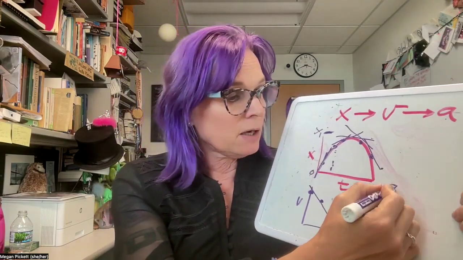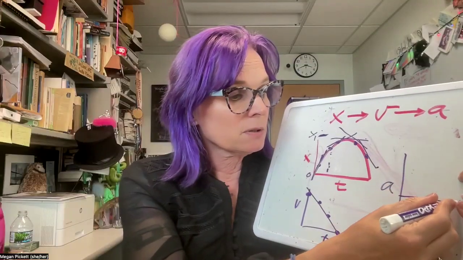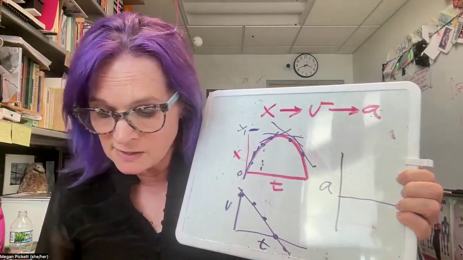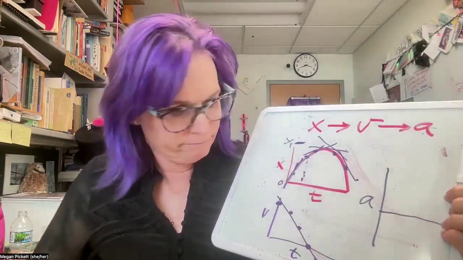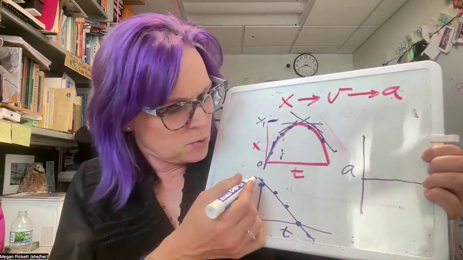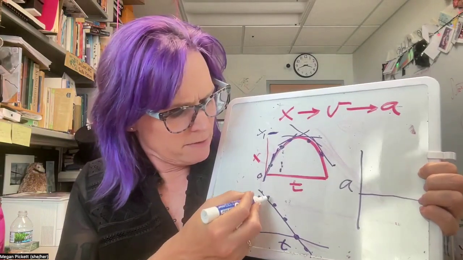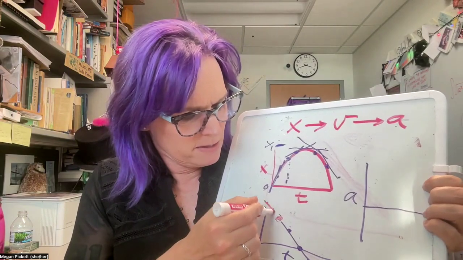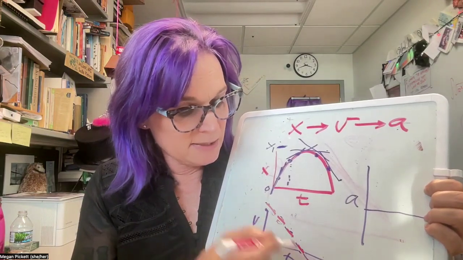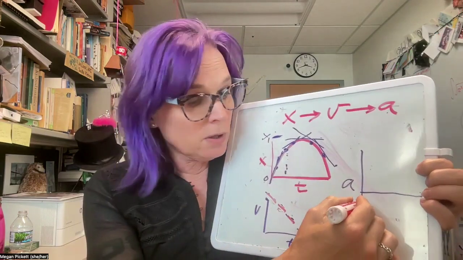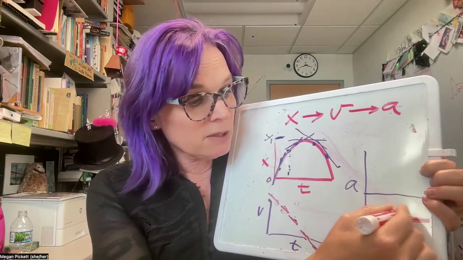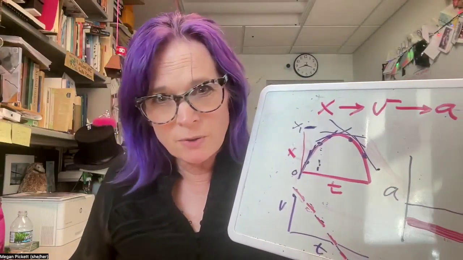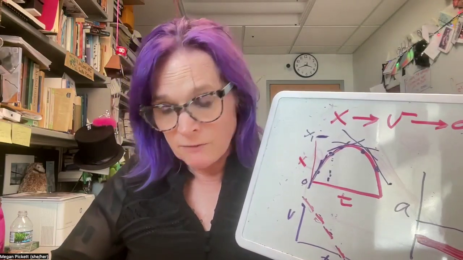If we wanted to tag on to this the acceleration, then we would want to take the slope of this line everywhere. But notice this is a straight line. So everywhere that we have, oh, my blues run out. Everywhere we have a point here, we'd get the same slope, and it's negative. So we would draw a straight line with a negative value. Okay, so that's connecting the motion that we see with these graphs.